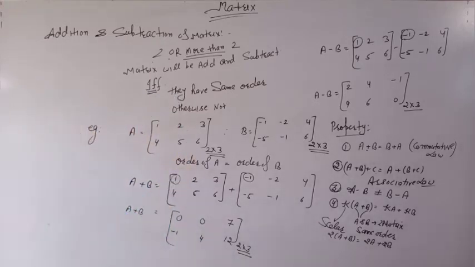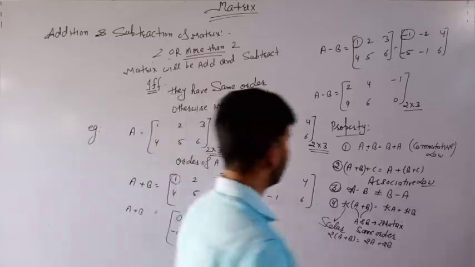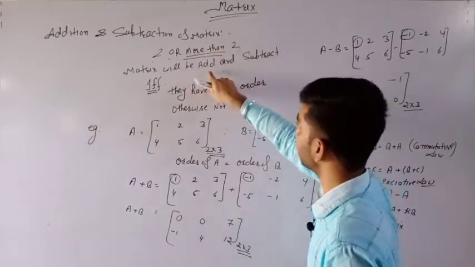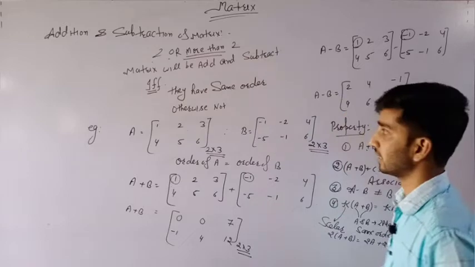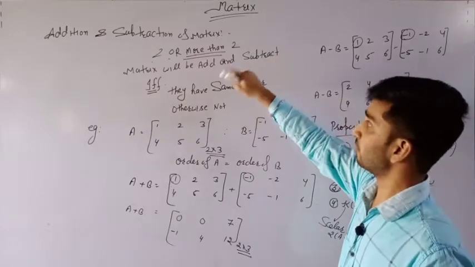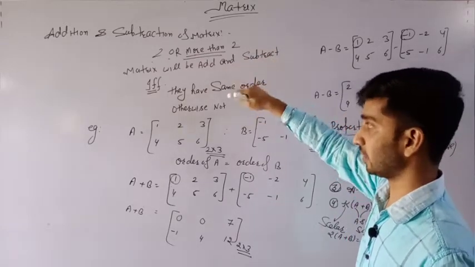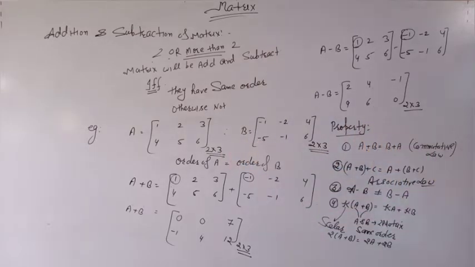Write this down, then we will discuss further. Two or more than two matrices will be added and subtracted if they have the same order, otherwise not. If two and more than two matrices have the same order, then they will be added and subtracted, otherwise not. Now the example.